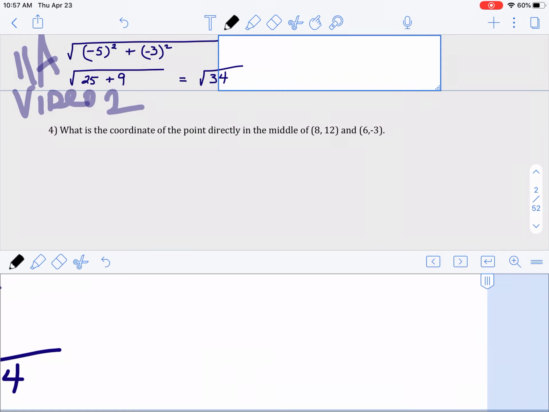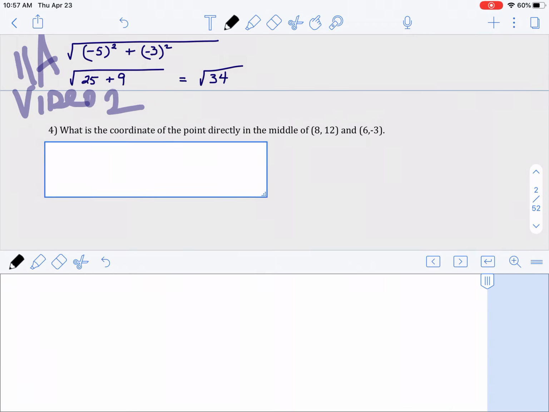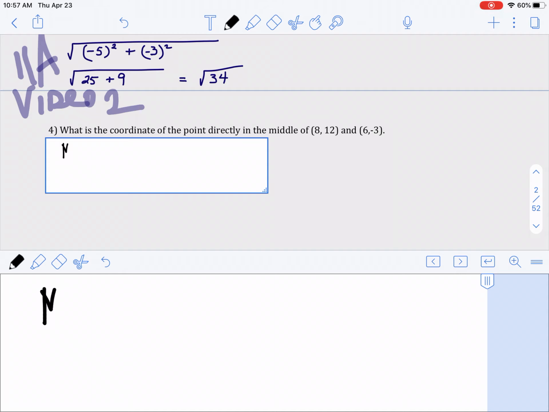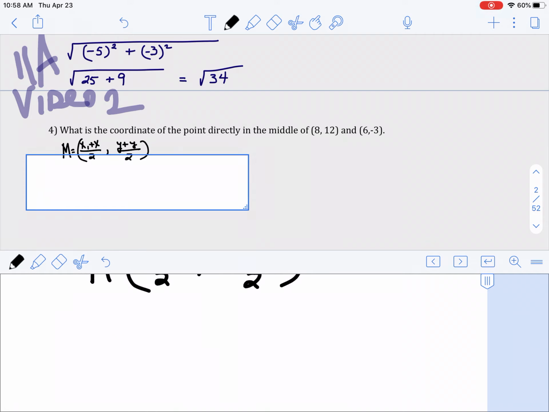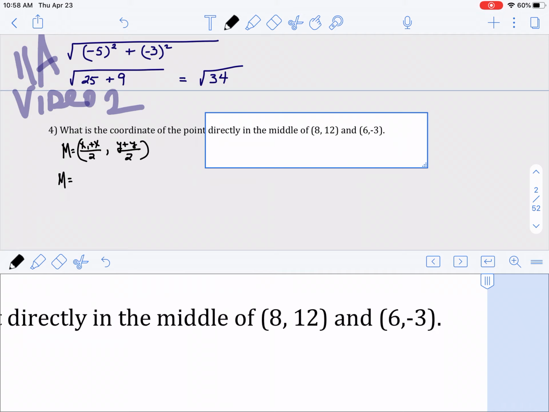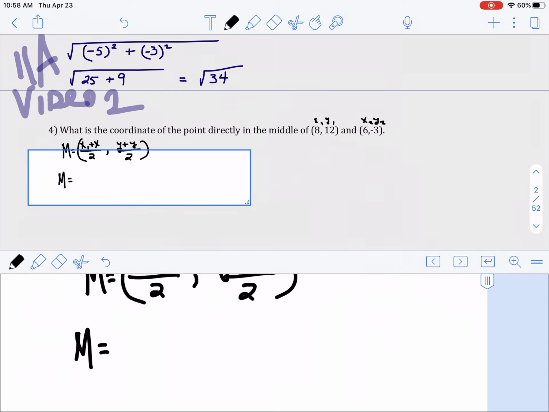Okay, so we're going to always start with a formula. And our formula is the midpoint. We're going to add the x's, divide by 2, add the y's, divide by 2, and I'm going to put it in parentheses because this is going to be a coordinate. Okay, so now we're going to have our midpoint, and our x and y values are here. xy1, xy2, doesn't matter which is 1, which is 2.